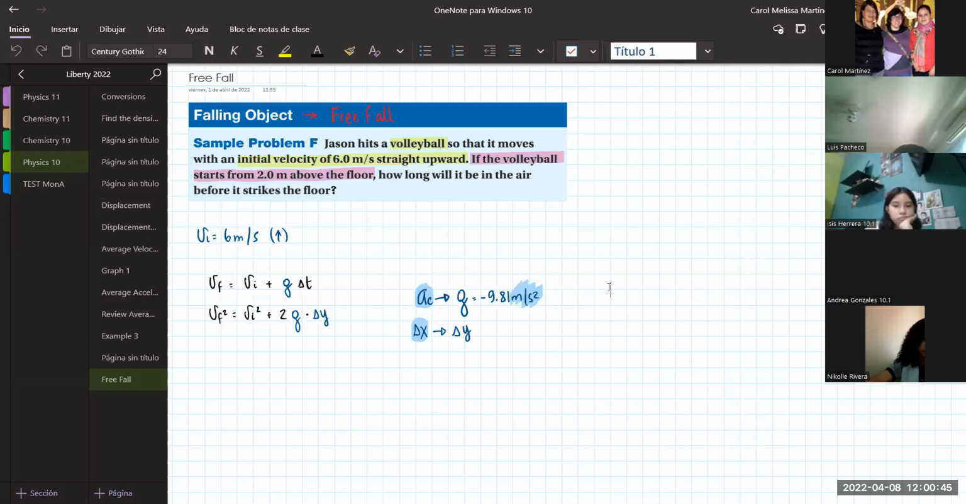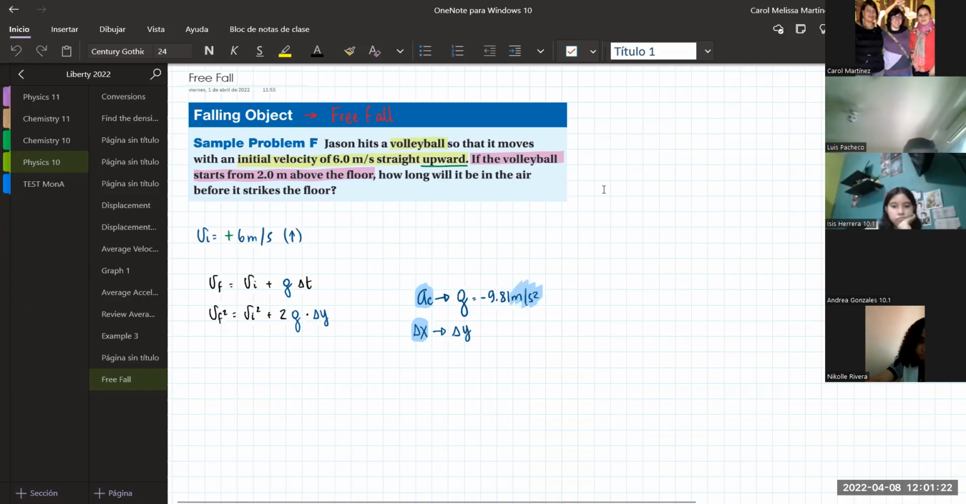Now in this sample problem, it says Jason hits a volleyball so that it moves with an initial velocity of 6 meters per second straight upward. As I was telling you the other day, when we say upward in physics, upward is a direction, okay? And directions have signs. Because it says upward, we're going to consider 6 meters per second to be a positive velocity. So we can include the sign, as I already did over there.